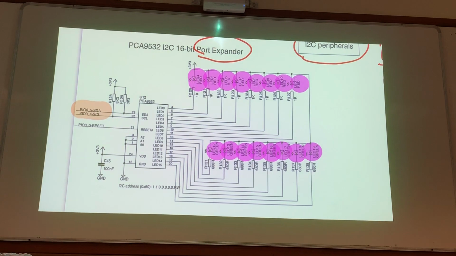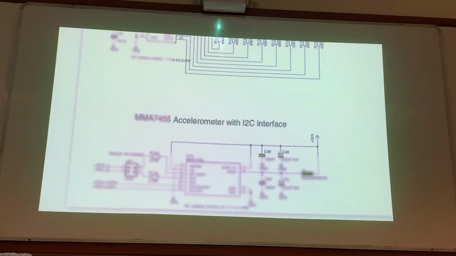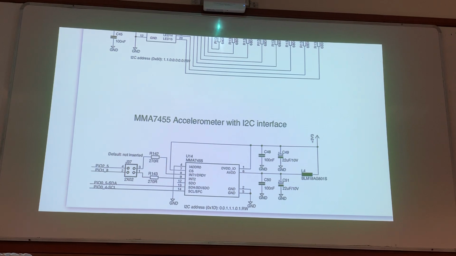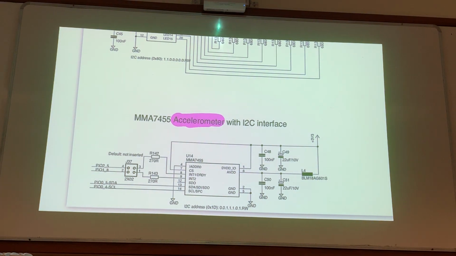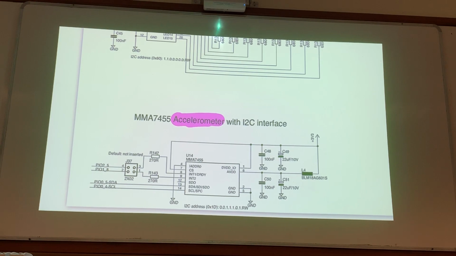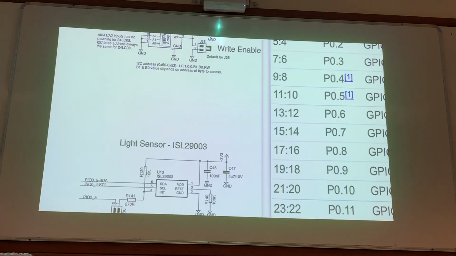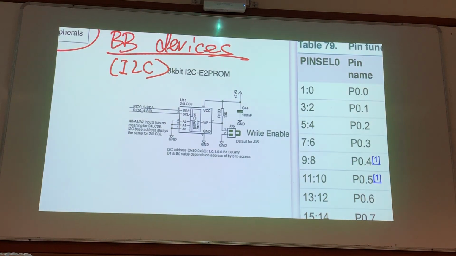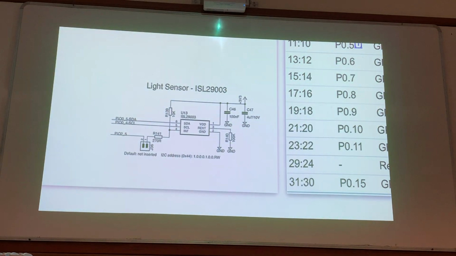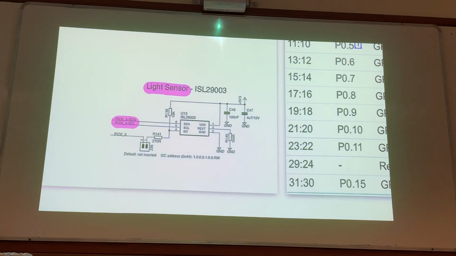Then look at the next one. This one is your accelerometer. Where are the channels? Can you see it's here? SDA, SCL, and they are still pins PIO 0_5 and 0_4, the same as your port expander. Then look at this other device that you are not using, but it is a device with the same channel. Can you see the same pins? The last one is your light sensor. Can you see the same pins?